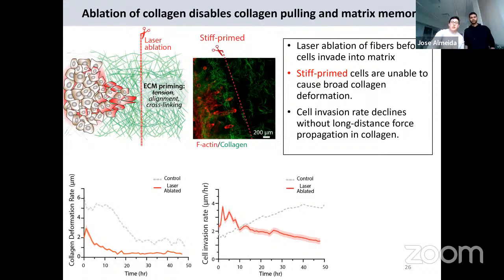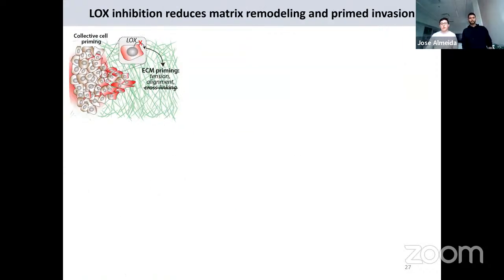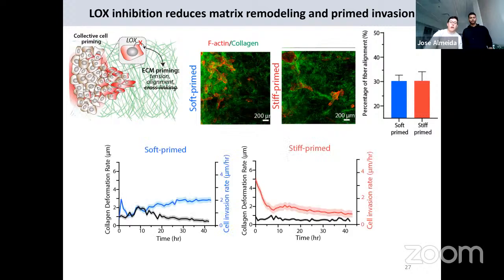To look at also the remodeling, so the cells' ability to actually remodel the matrix, we used a LOX inhibitor. And through the LOX inhibitor, we found that there was a massive decrease in their ability to deform the gel and also their ability to invade for both cases.